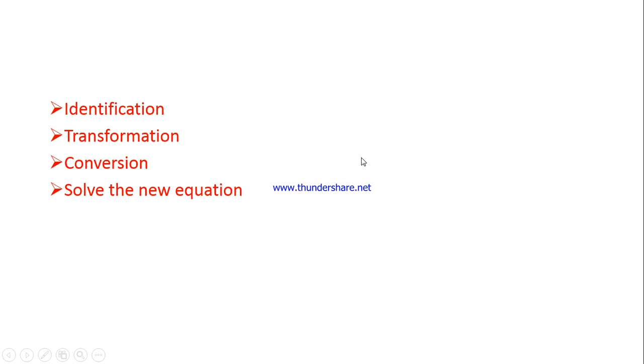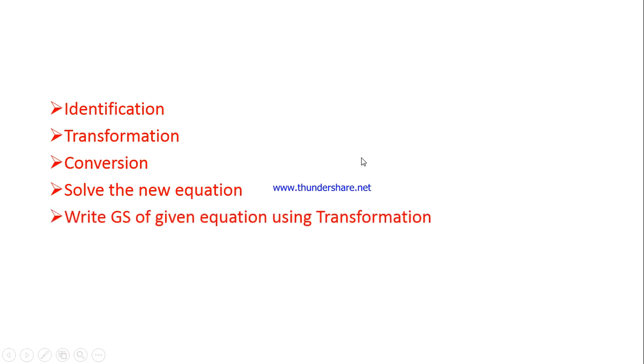Our solution will be written in terms of y and z. But we don't want our solution in terms of y and z, so we are supposed to convert this into a solution involving y and x. For that, I'm supposed to make use of the transformation. So this is the procedure.